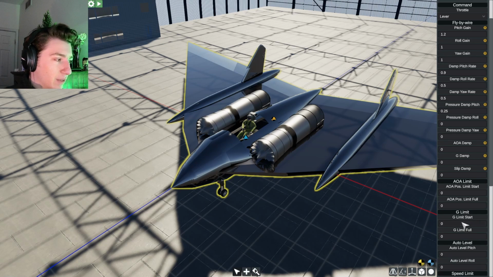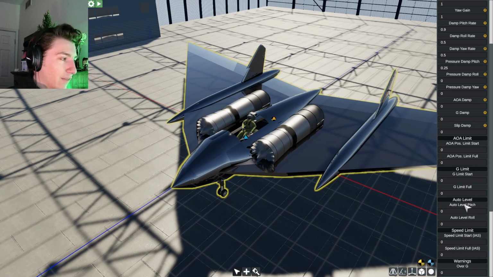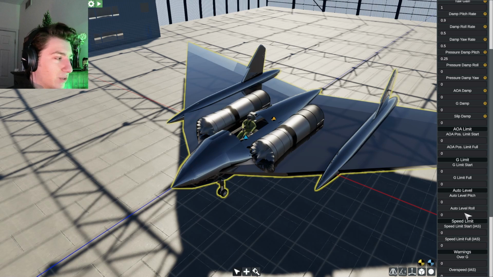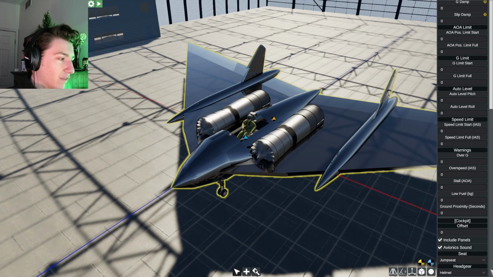You can do the same thing with your G's, so if you don't want the pilot to die, but we don't care about that here. And then there's auto leveling, which again, self-explanatory. You can do speed limits, you can get warnings, whole bunch of stuff you can do here. And then there's actually more down here. Let's see, am I all the way down? Yeah, okay. Warnings, you can actually change the cockpit stuff. You can change the seat and the helm. Ooh, vintage.